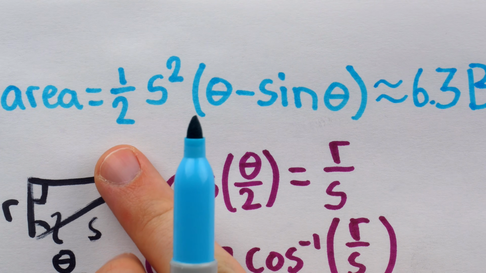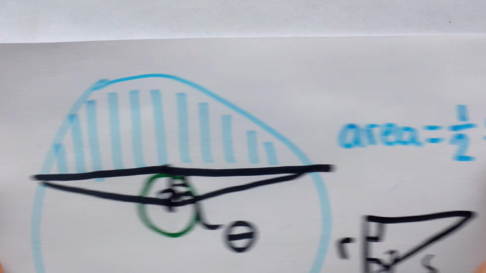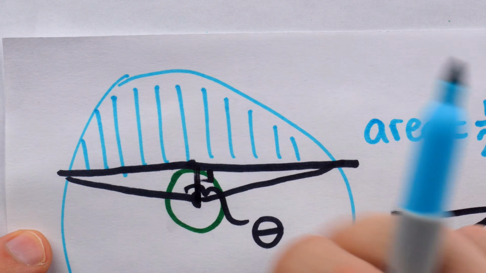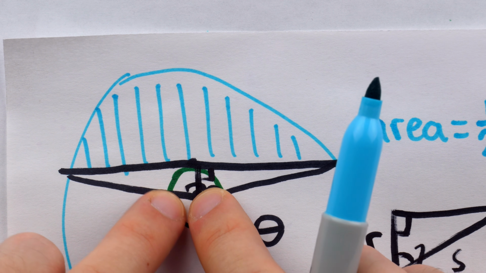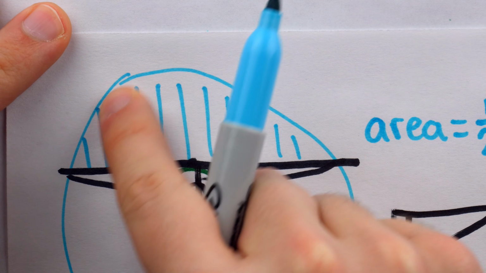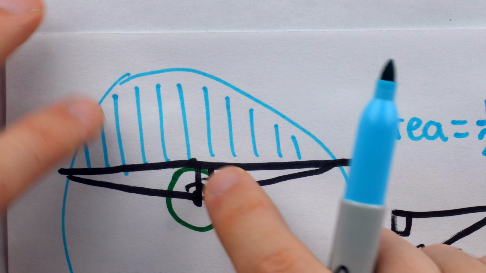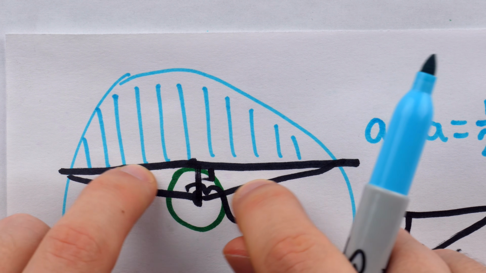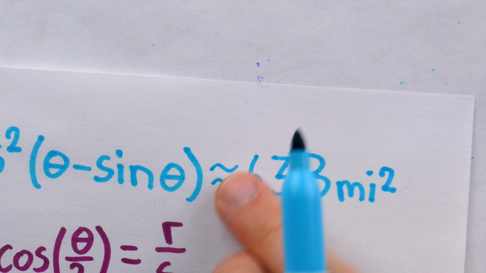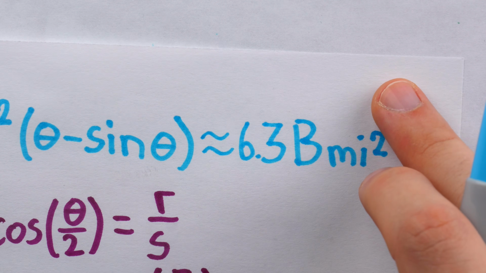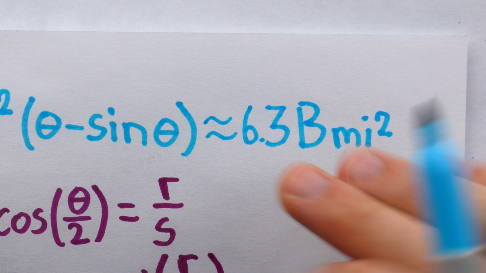By the way, if you're curious where this area formula comes from for the segment of a circle, it comes from finding the area of this whole sector that's cut by that central angle, and then taking out the area of this triangle part. But alright, we've done the hard part. That's the area of the segment of sky above us. Now we need to compare that to the total area of the sky.